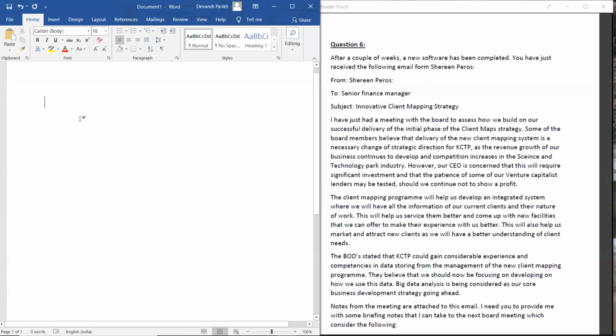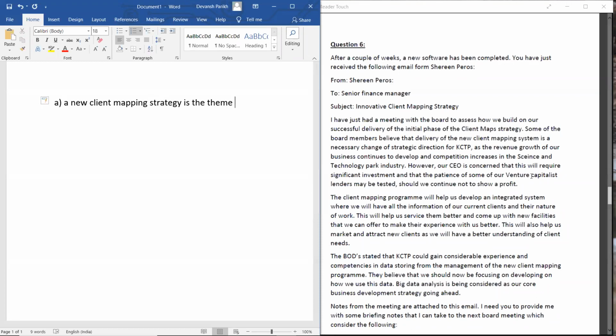Look at the left hand side. I'm writing down the theme. So let's say point A is a new client mapping strategy is the theme. I'll keep this in mind and I move on, not wasting too much time.